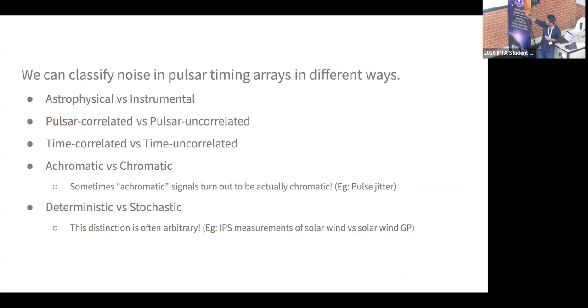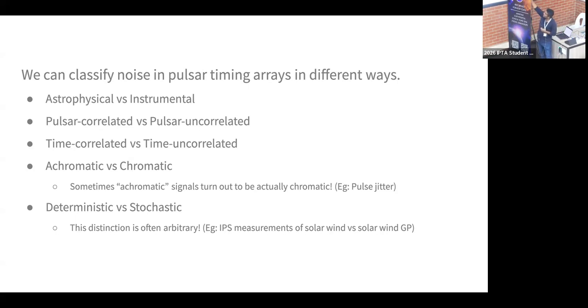So we can classify these noise processes. By noise, I mean all of those things together, in multiple different ways. So some of them are astrophysical versus instrumental. This is not really of any practical interest because we don't really care when we are doing computation what is astrophysical versus what is instrumental. But when you are doing science, this is important.